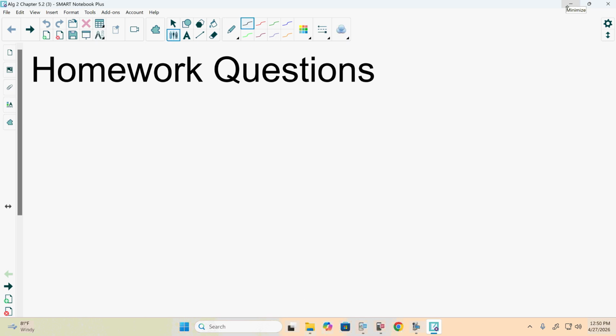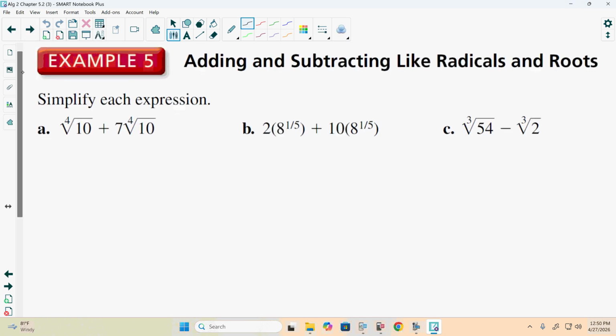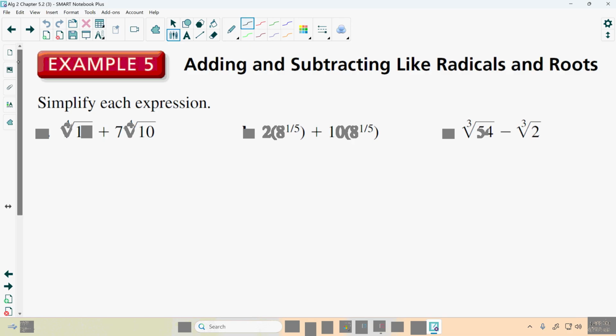All right, guys, so what we're doing today is 5.2.3, adding and subtracting like radicals and roots.